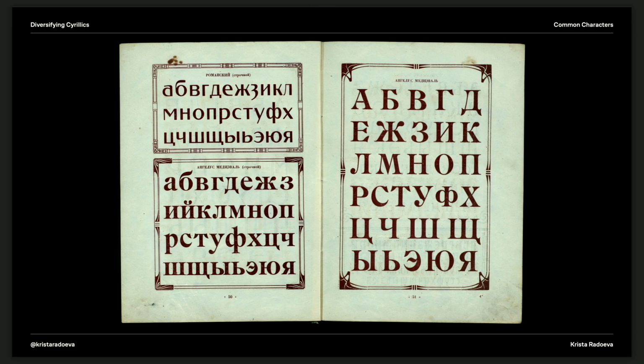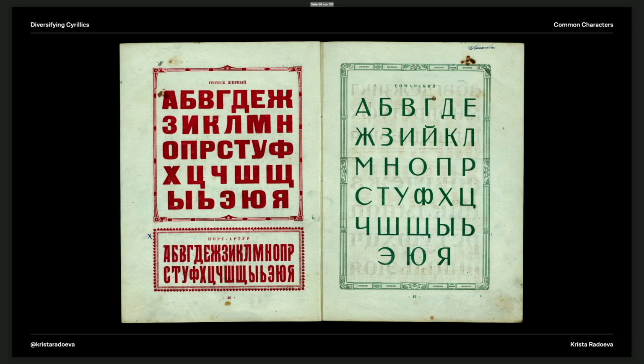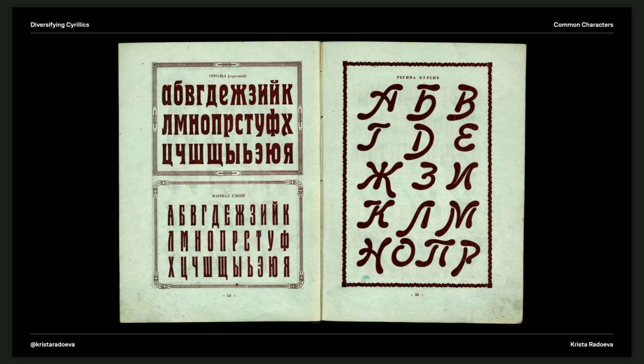And yes, this basically opens doors for foundries, mostly in Russia, because there was no production of type in the Balkans at the time, to produce typefaces that are copies of typefaces that were in Latin. Of course, it was inevitable.